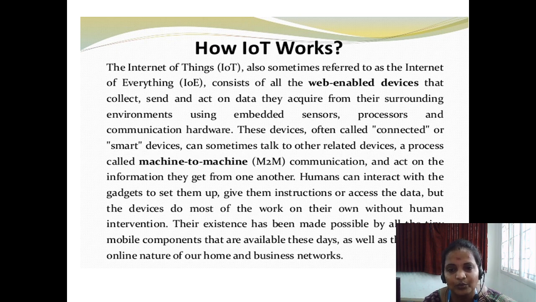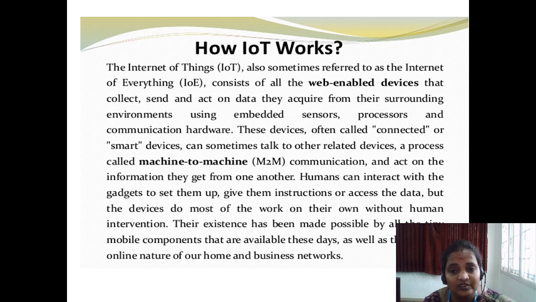Next are processors and communication hardware. We need software and hardware, we need sensors, we need actuators, and we need the internet. All these things form an IoT. Without these, the IoT can't exist. These devices, often called connected or smart devices, can sometimes talk to other related devices.